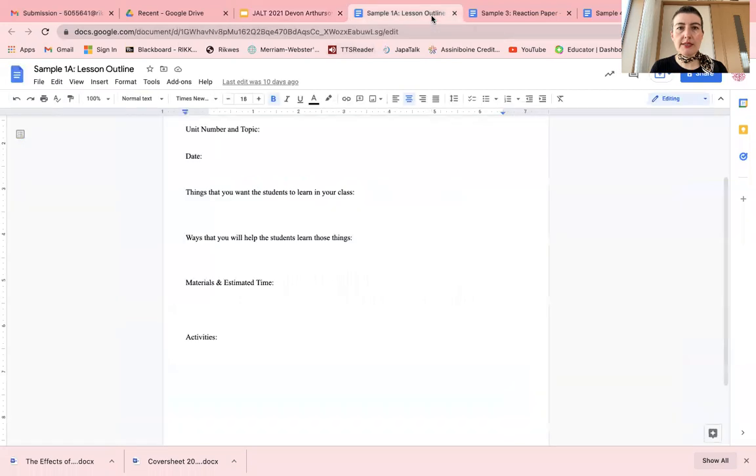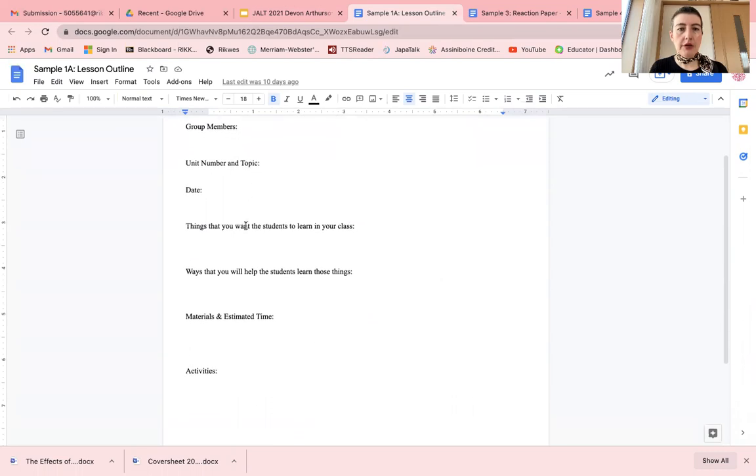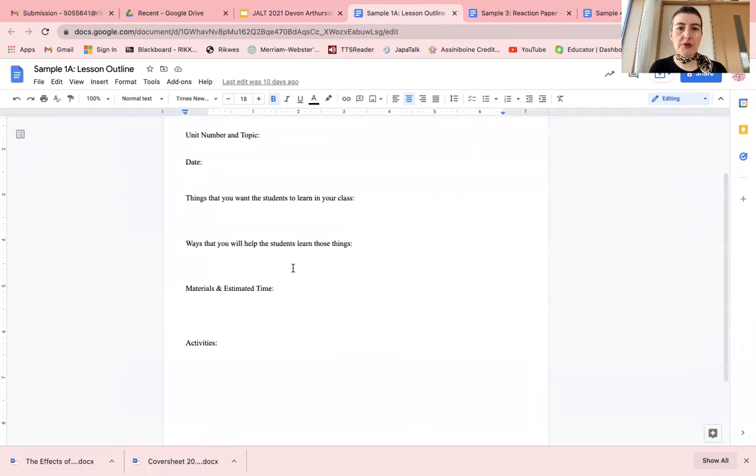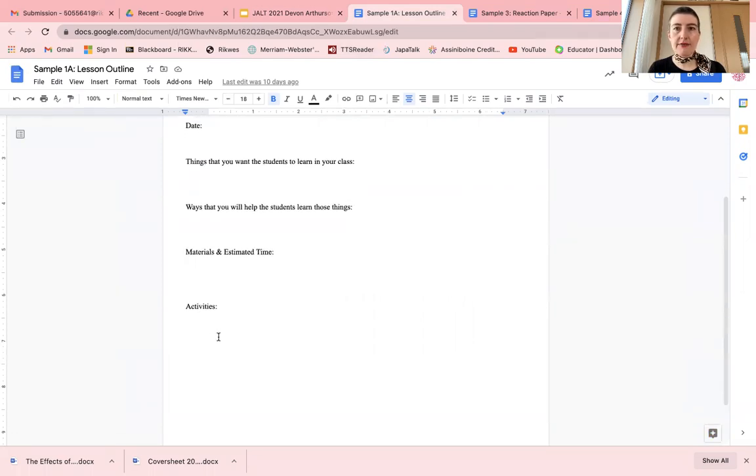Just one moment. Okay, let's look at, I hope everyone can see this, the lesson outline. So we were using a textbook, so they were given a unit from the textbook. Learning goals, they were expected to write down, and ways they would help their students achieve those goals. Materials, as I mentioned before, videos and articles or data, and how much time they would allocate for that, and some activities.